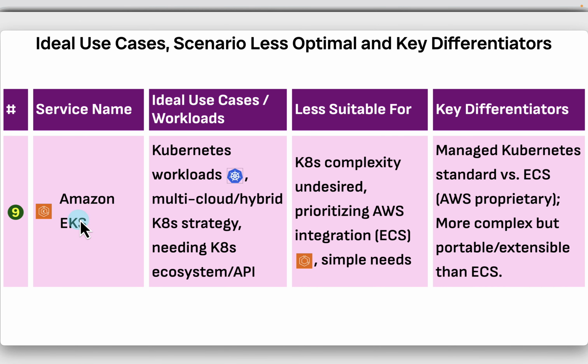Next, we have Amazon EKS. Ideal use cases are Kubernetes workloads, multi-cloud hybrid Kubernetes strategy, and the Kubernetes ecosystem and API. It is less suitable if Kubernetes complexity is undesired. So if you do not desire that kind of complexity, it's less suitable. Also when prioritizing AWS integration, ECS is better, and for simpler needs. So if your needs are simple, ECS will do the job. Key differentiators: managed Kubernetes standard versus ECS, which is AWS proprietary. It is more complex but more portable and extensible than ECS.